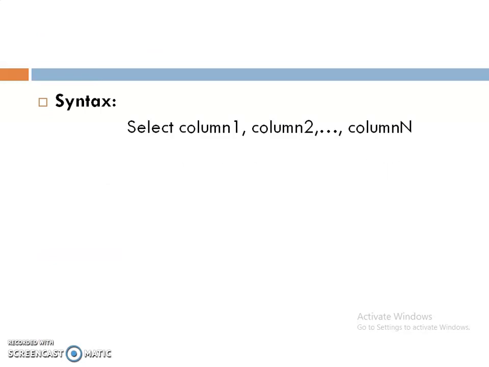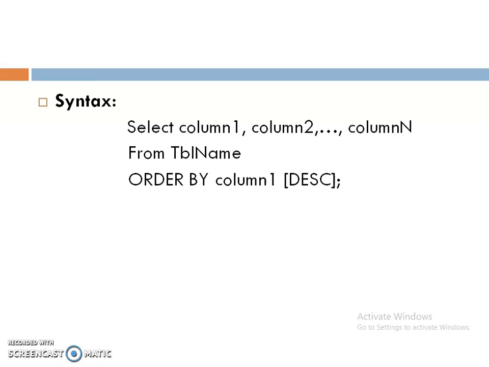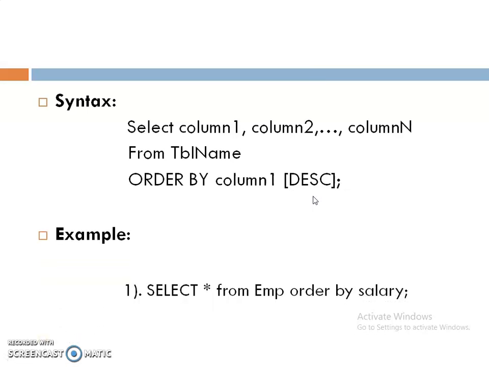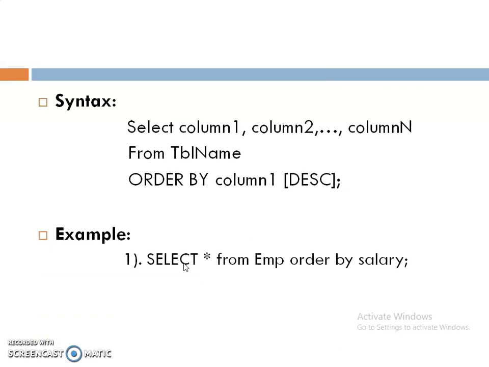Syntax: select number of columns from the table name order by, we have to order column wise. So we have to provide the name of the column over here and pass the order of the particular sorting. If you want to use descending order, then you have to use the DESC keyword, and ascending order is the default ordering.